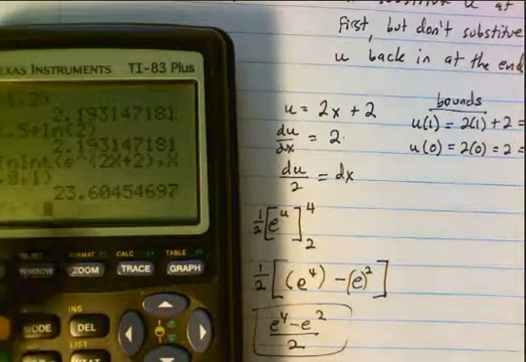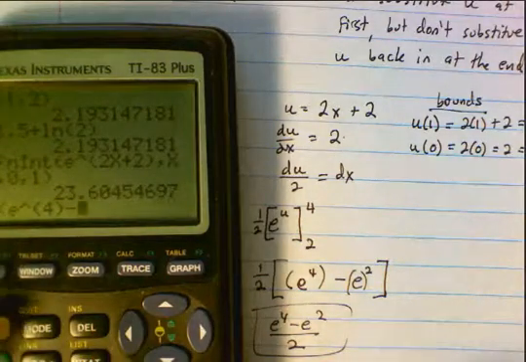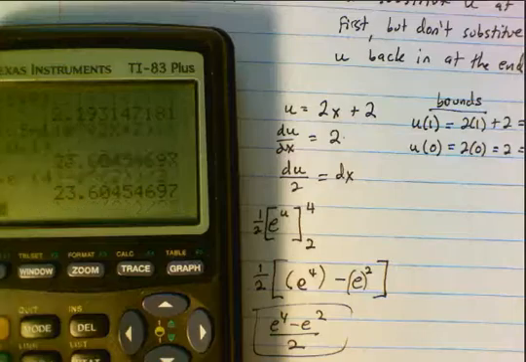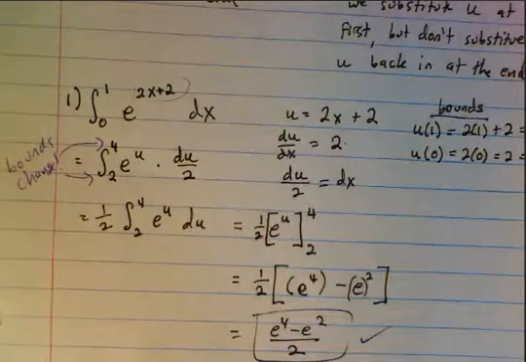answer. e to the 4th minus e squared divided by 2. They check out. There we go. And just 2 more examples and then we're all set.